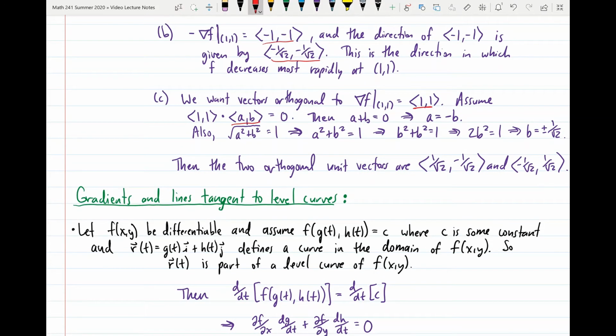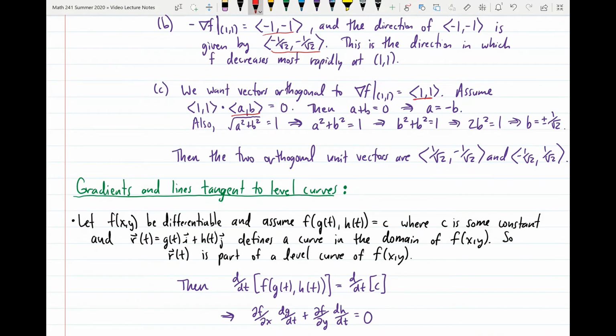So if this dot product is equal to 0, it means that a plus b has to be equal to 0, which just implies that a is equal to minus b. But we also want the vector giving the direction to be a unit vector. So we're going to also require that the square root of a squared plus b squared is equal to 1, which of course just implies that a squared plus b squared is equal to 1. Ultimately, this gives us that b is going to be equal to plus or minus 1 over the square root of 2, and we already have the fact that a is equal to minus b.